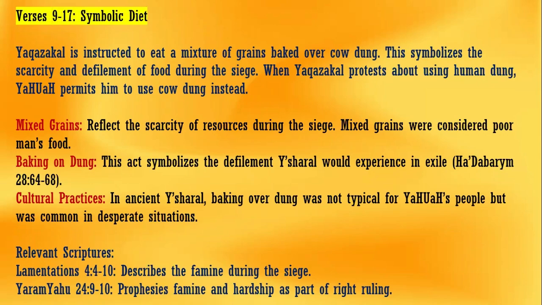So, take wheat and barley and beans and lentils and millet and spelt, and you shall put them into one vessel and make bread of them. You shall eat it as many yumim as you lie on your side, 390 yumim. And your food which you eat is by weight, 20 shekels a yum, to be eaten from time to time. And drink water by measure, one sixth of a hin, to be drunk from time to time. And eat it as a barley cake, and bake it before their eyes on human dung. And Yahuwah said, even so the children of Israel shall eat their defiled bread among the other nations, the Goyim, to whom I drive them.